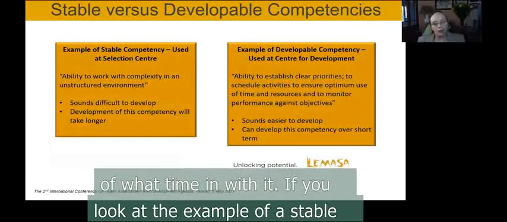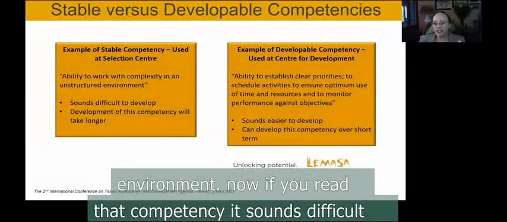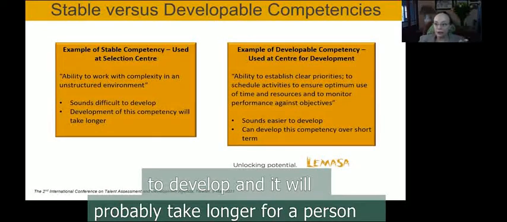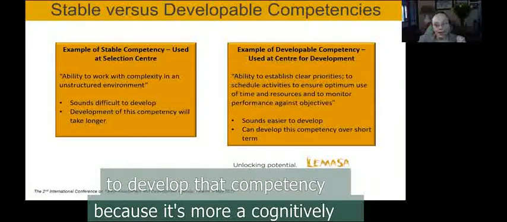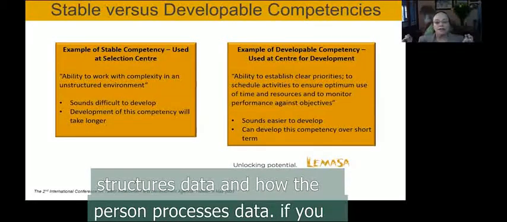And here is an example of what I mean. If you look at the example of a stable competency, an ability to work with complexity in an unstructured environment. Now, if you read that competency, it sounds difficult to develop, and it will probably take longer for a person to develop that competency because it's more a cognitively loaded competency, and it's more to do with how the person structures data and how they process data.